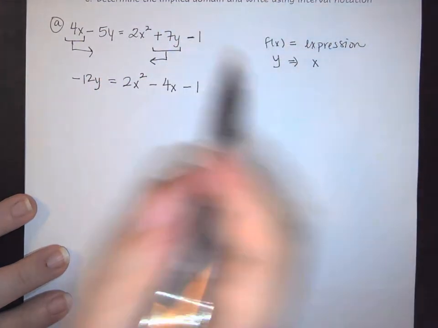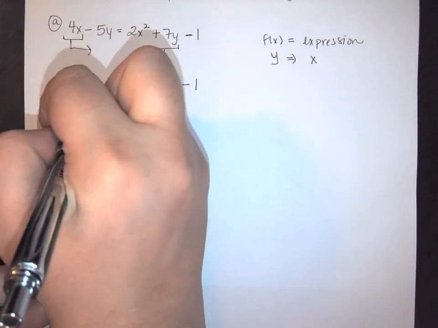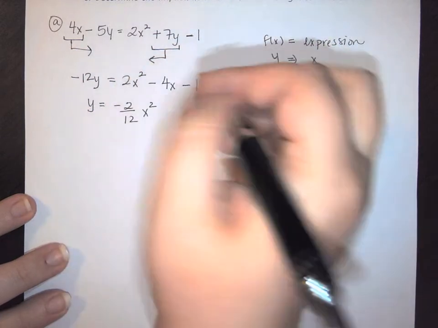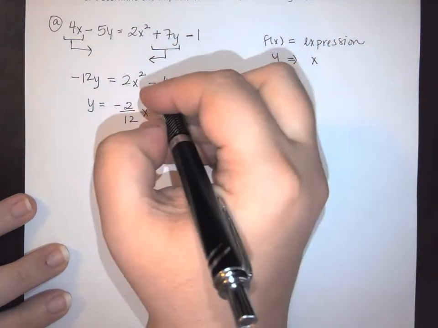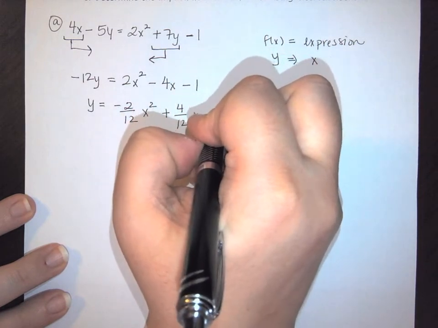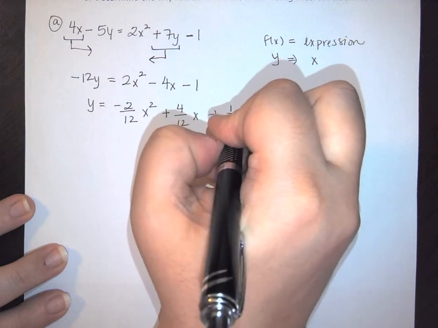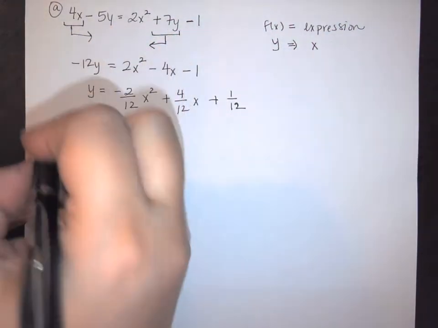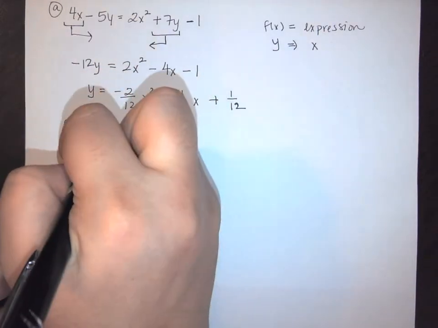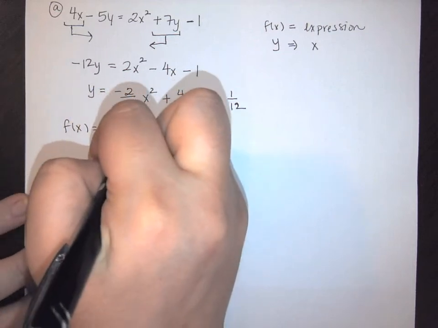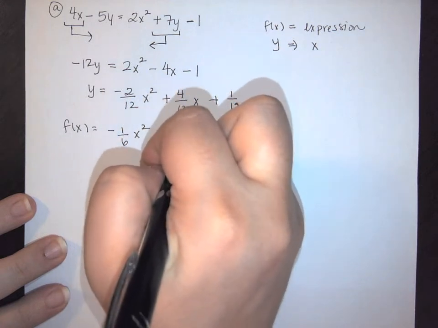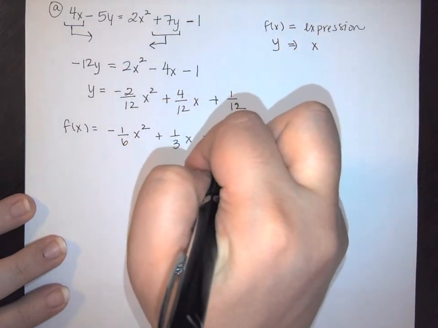Now I need to get y by itself, so I have to divide everything by the negative 12. So we get that y is equal to negative 2 over 12 x squared. This becomes a plus because minus over minus, so this is plus 4 over 12 x, and then again plus, and it becomes 1 over 12. I need to reduce, and remember your y becomes f of x. Negative 2 over 12 becomes negative 1 over 6 x squared. 4 over 12 becomes plus 1 over 3x, and then plus 1 over 12.